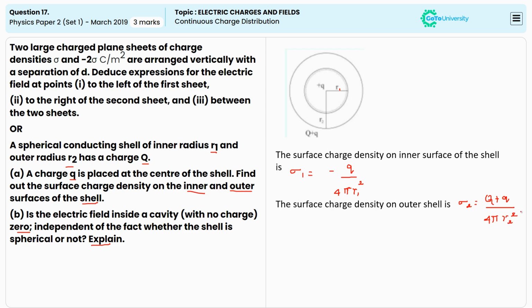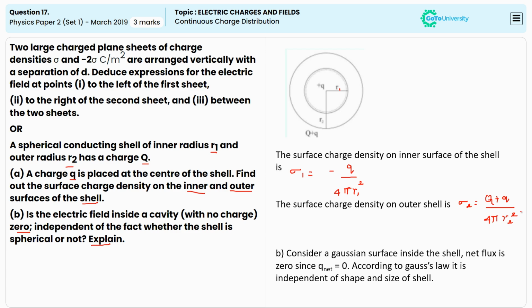Then the part B question here: is the electric field inside a cavity with no charge 0, independent of the fact whether the shell is spherical or not? Consider the Gaussian surface inside the shell. The net flux is 0 since the total net charge is equal to 0. According to Gauss law, it is independent of shape and size of the shell.